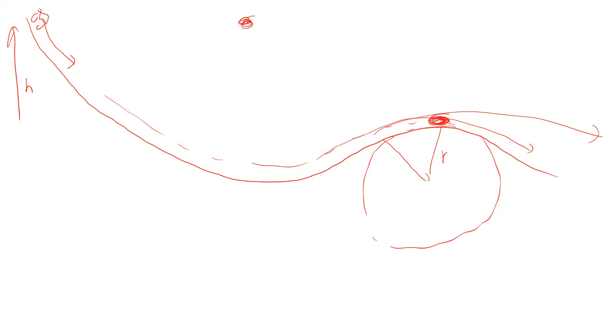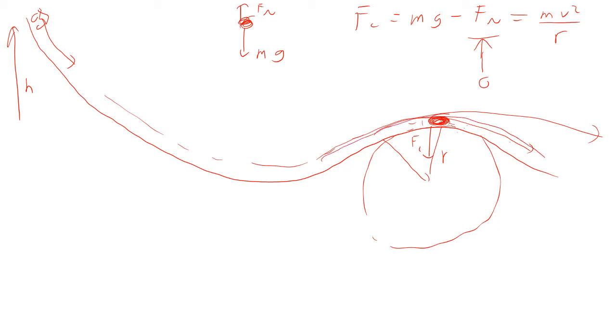Okay, free body diagram: we've got mg down, we've got normal up. Now we know that there's got to be a downwards centripetal force. So the centripetal force is going to be mg down minus the upwards normal, and that's going to be equal to mv squared over r. Now, the critical case is when the normal here goes to 0. Obviously, normal can be bigger than zero. That means as you go over, you're going slow enough that the track is still pushing on you.